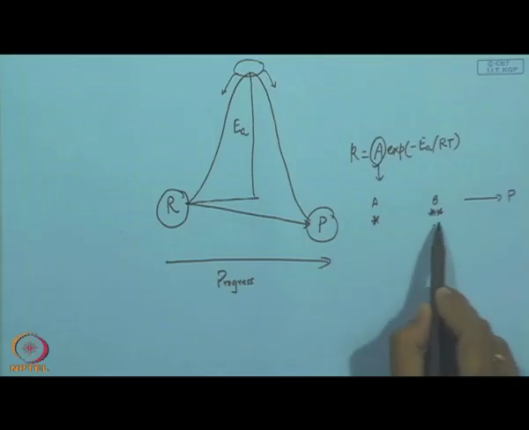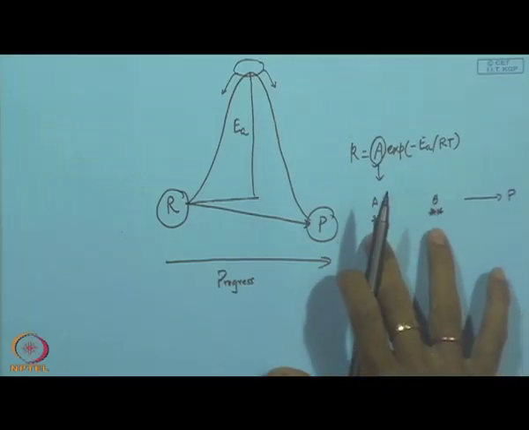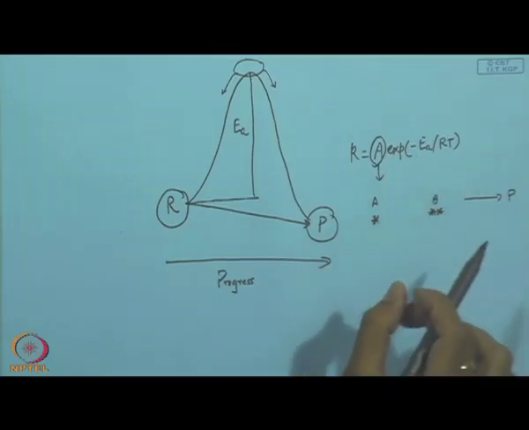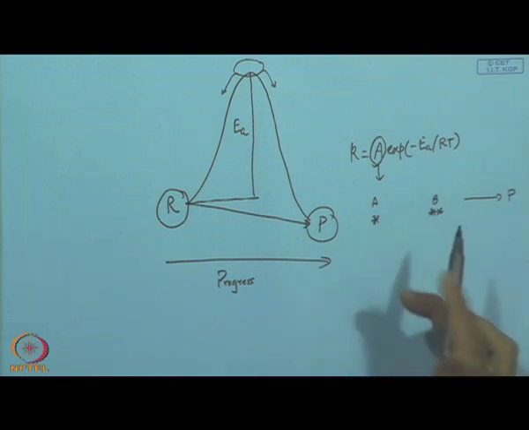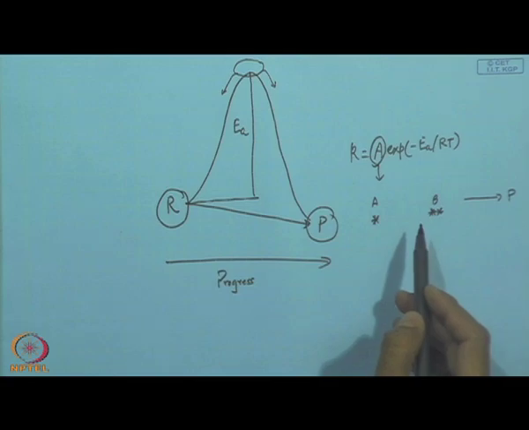Okay. So, A plus B producing product. It is a simple gas phase reaction, a kind of collision. So, it is a collision reaction. Maybe not all reactions are gas phase reactions, so in solution phase something else may happen.